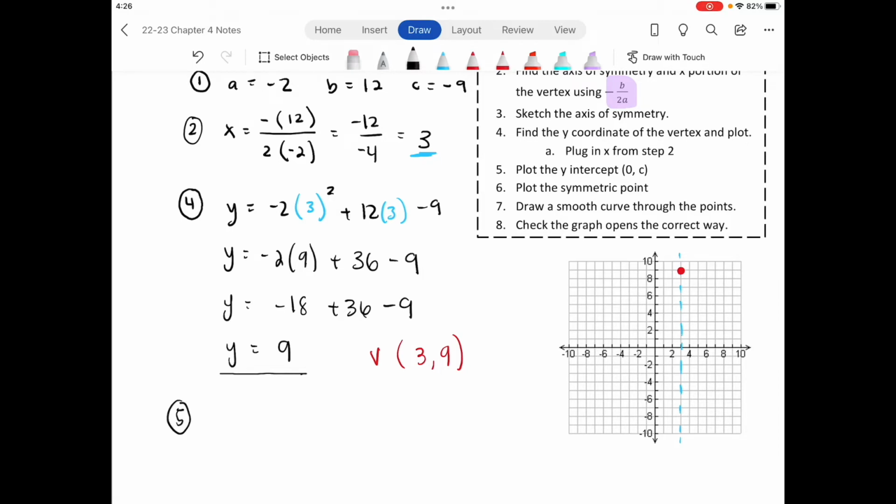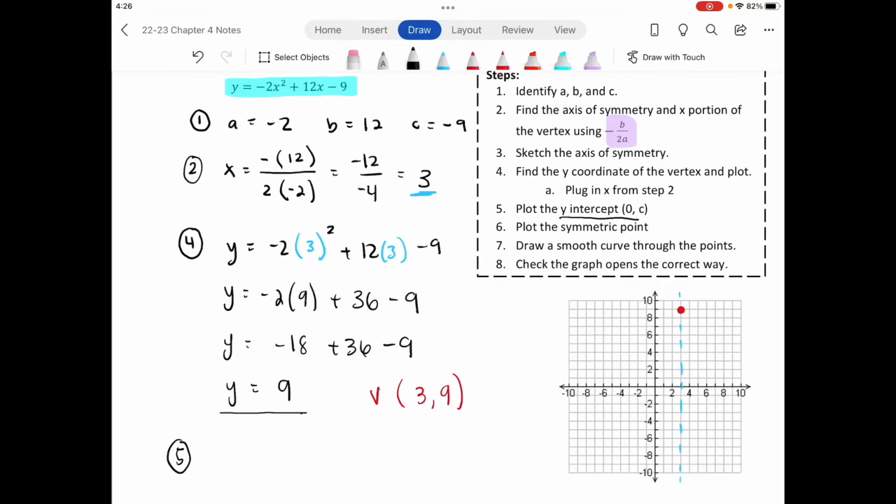Next, number 5. We are going to plot our y-intercept. Remember, the y-intercept is where we cross the y-axis, and that occurs whenever x is 0. So if we took our equation and plugged in a 0 for the x values, we're going to find that all the leading terms cancel out, and all we're left with is our constant. So this means our y-intercept is going to be at 0, -9, or it's just going to occur at that c value. So we'll plot that point.